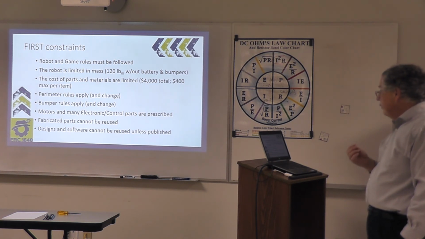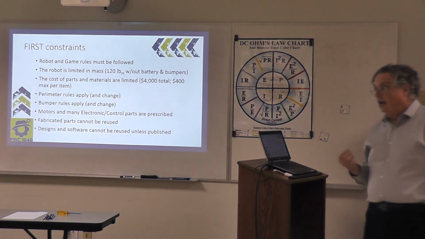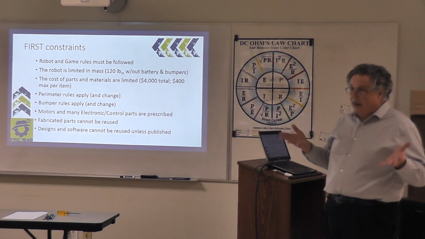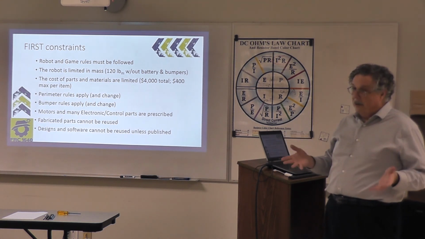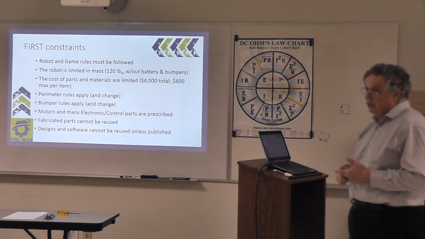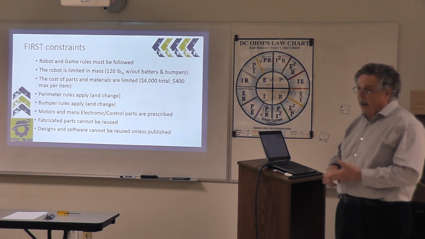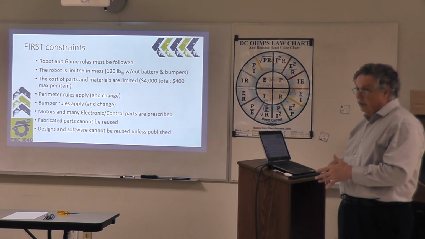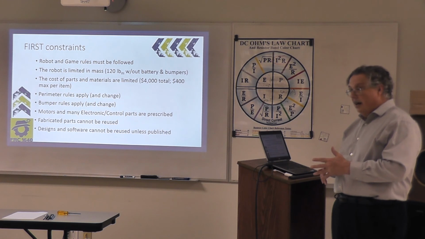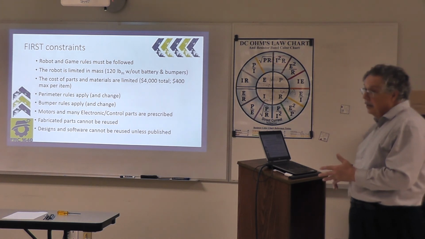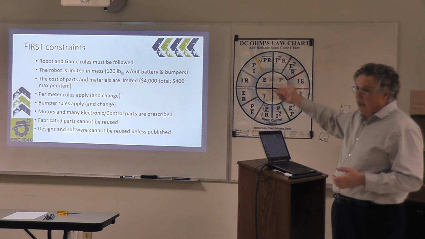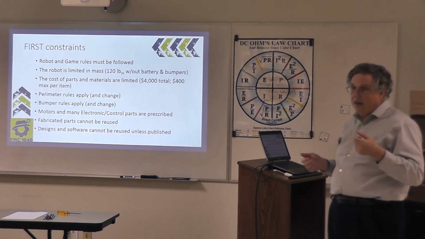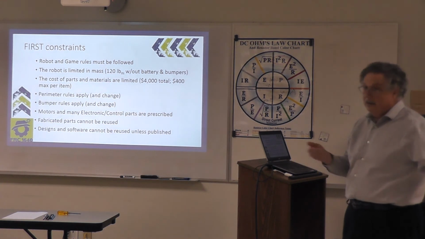Motors and many of the electronic and control parts are prescribed by the robot rules. So I've got a list of motors I can pick from. I've got a list of motor controllers I can pick from. I have a robot control computer that I must use. I've got a router that I basically must use. There are things that are in the robot rules. You're allowed to use these parts or pick one from this list, but if you pick something that's not on this list, you can't use it.